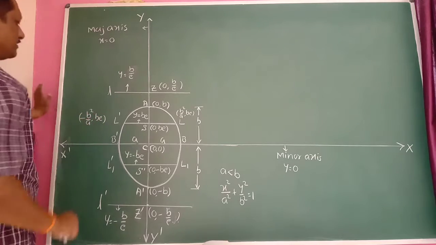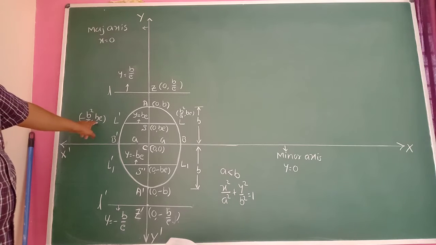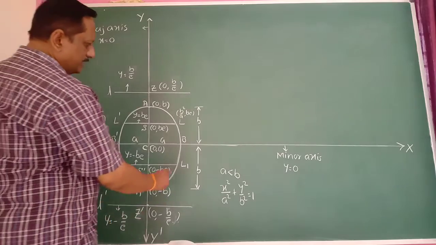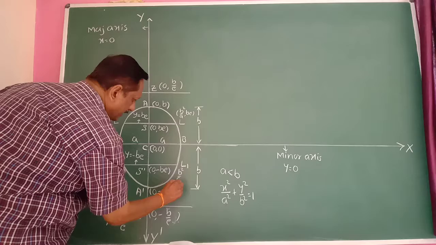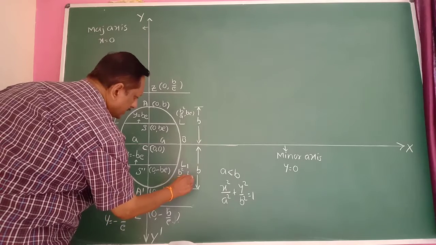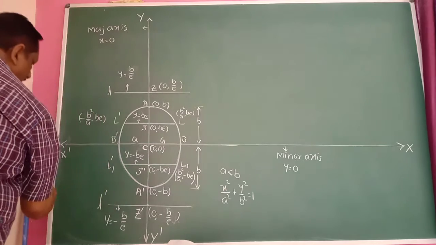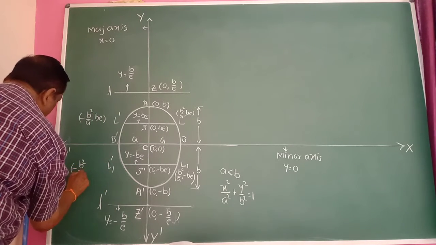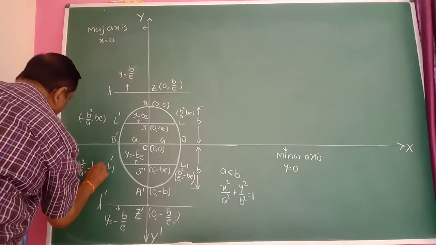It is in the second quadrant here: x negative, y positive. And this is the fourth quadrant, where x is positive. So b square divided by a, and y is negative, minus b e here. And L1 dash, both are negative: minus b square divided by a and minus b e here.